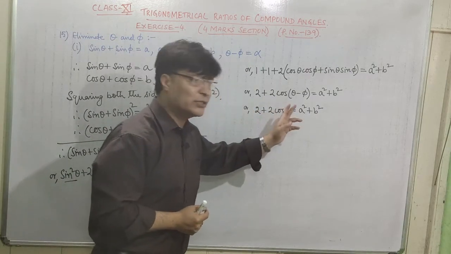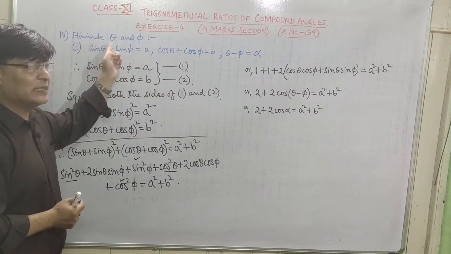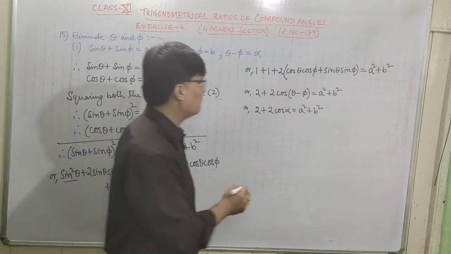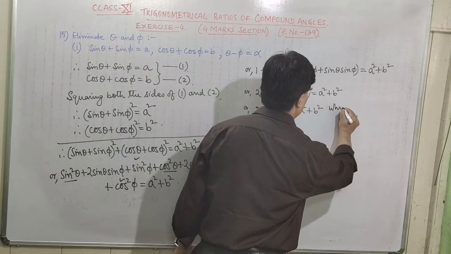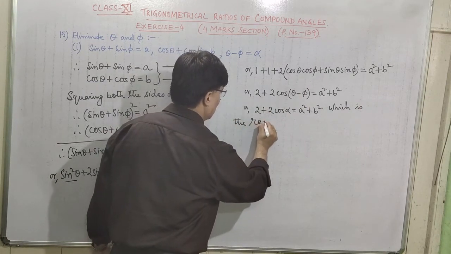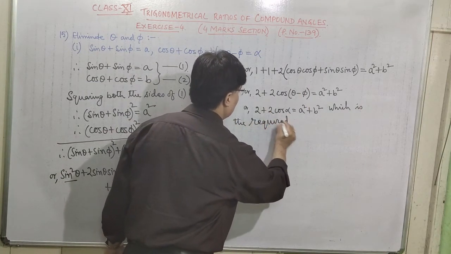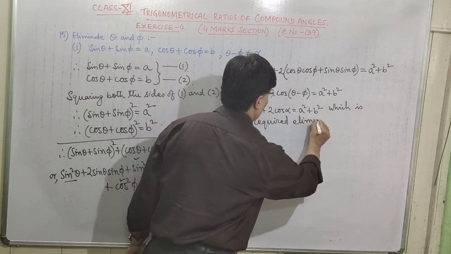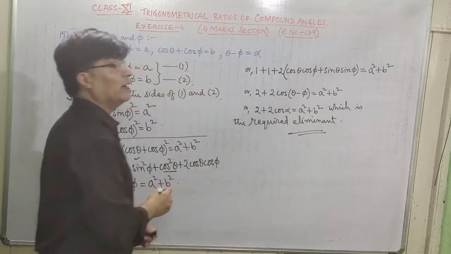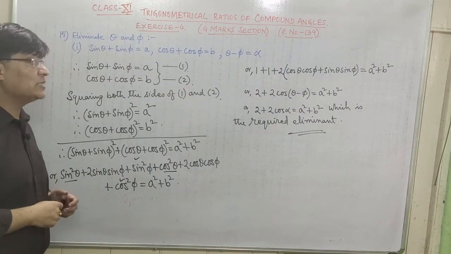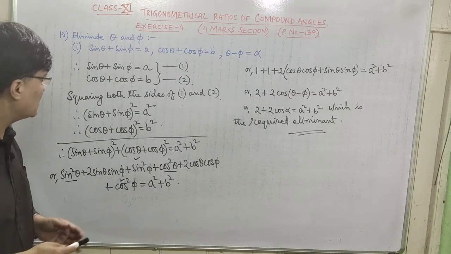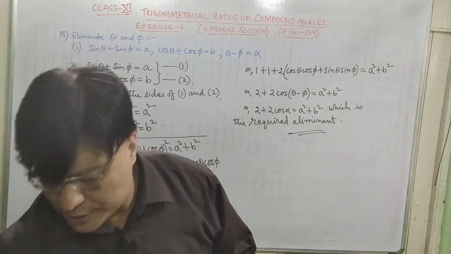In this equation we have eliminated theta and phi. This is known as the required eliminant of theta and phi. We have removed theta as well as phi, so this is the final answer. I think you have understood it. So you can copy it. Now we'll do the next question.